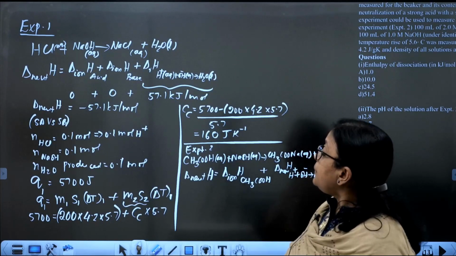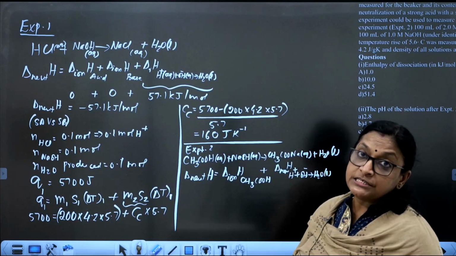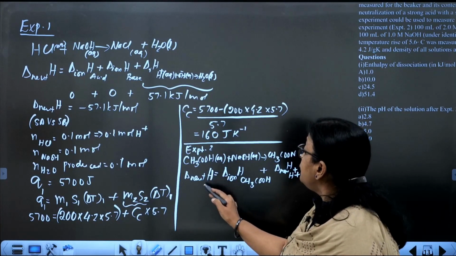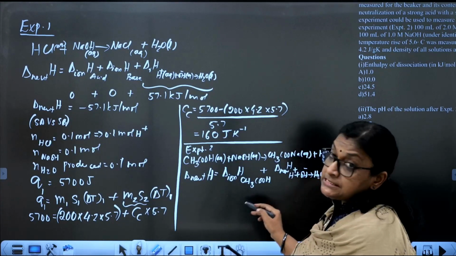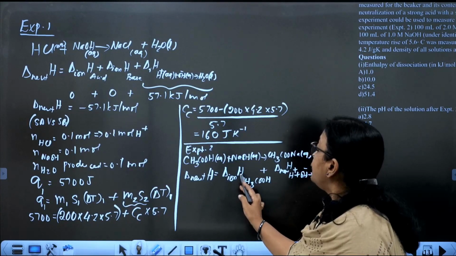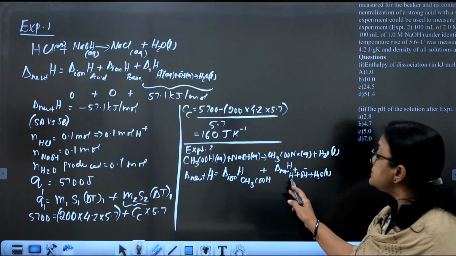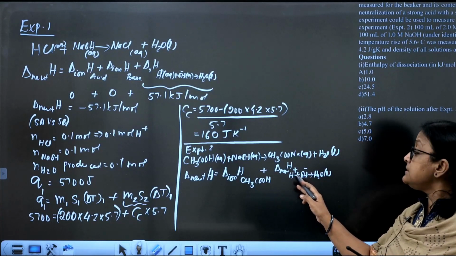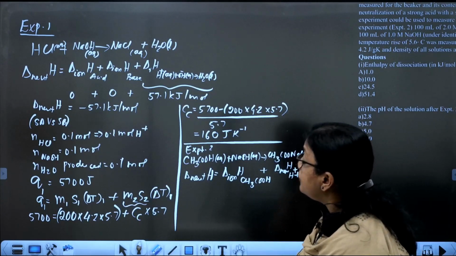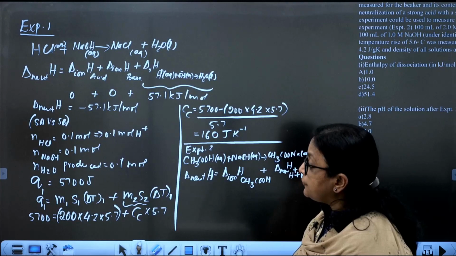Enthalpy of neutralization here involves the enthalpy of ionization of acetic acid. The enthalpy of neutralization minus this value is going to give you the enthalpy of ionization of acetic acid. And we know this is a constant value, which is minus 57.1 kilojoule per mole. Now let us go to the experimental part of this.